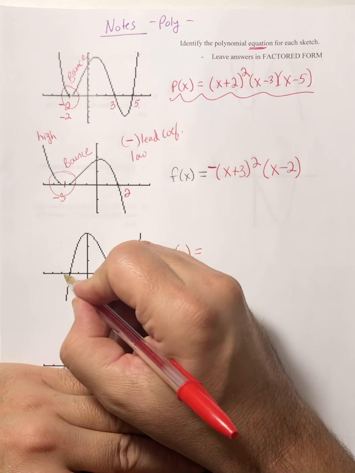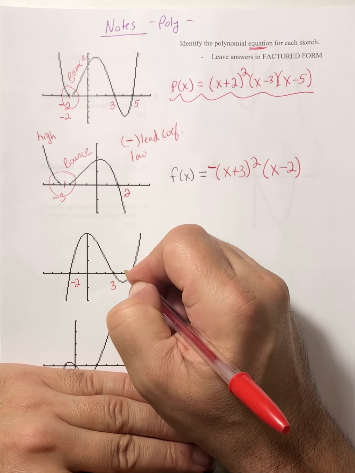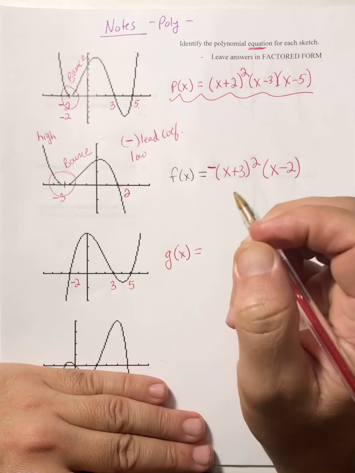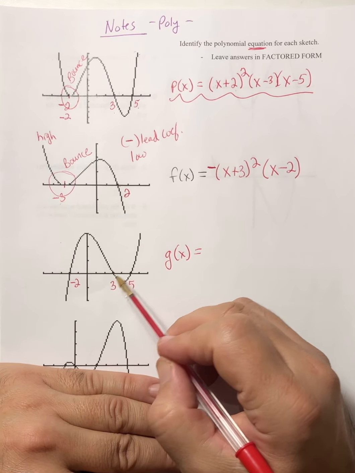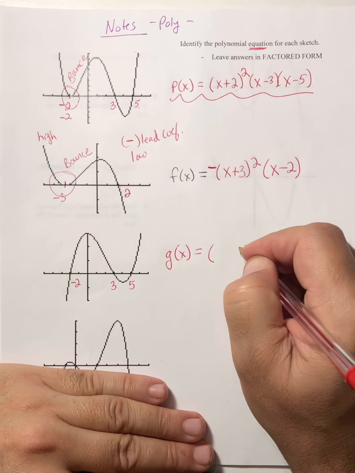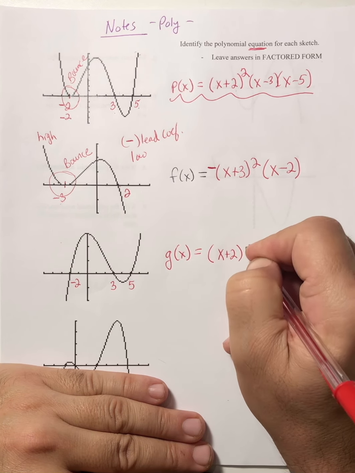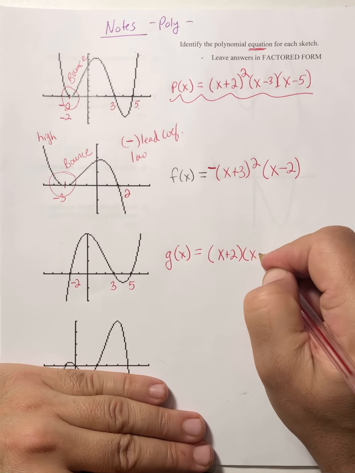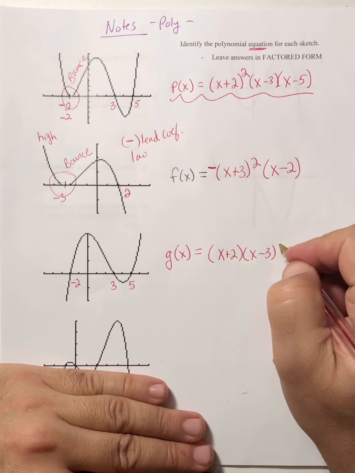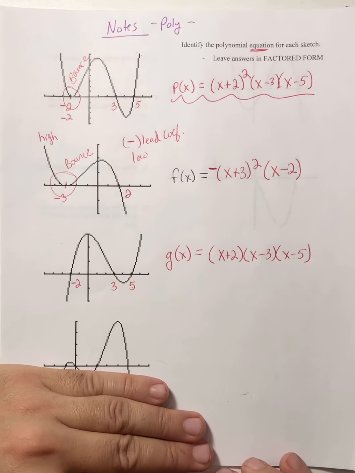So right, this is a -2 for a root, a +3, and then 4, 5. Okay, so 1, 2, 3, 4, 5. All right, so now it's just a matter of writing it out. We write that as x plus 2, x minus 3, x minus 5. That's all I'm asking you guys to do.